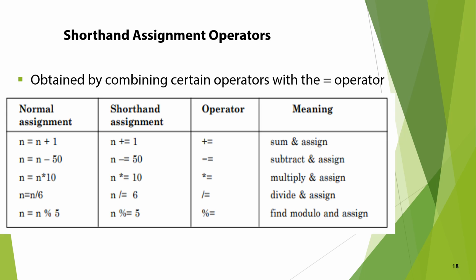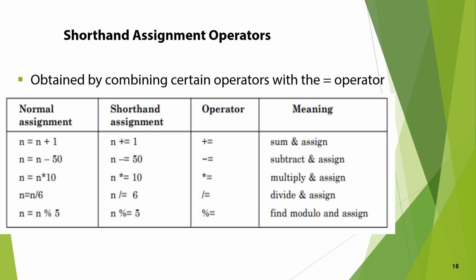First assignment is n is equal to n plus 1. This is how we can generally write some operand and operator combination. Now whenever we want to convert this into shorthand assignment, we have to combine this plus with equal to. So it will become n plus equal to 1. The meaning will be the same, only we are using shorthand assignment here. So which operator is used here? Plus equal to, and its meaning is sum and assign. So first of all find out n plus 1, and then that value will be assigned to the LHS n.